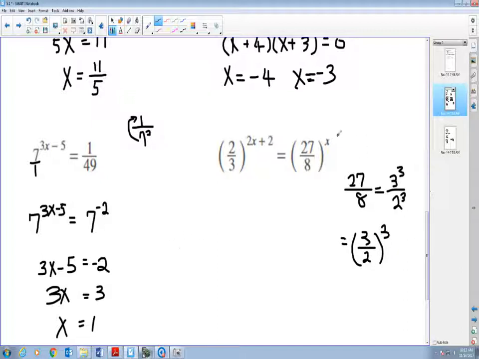Okay, but remember now, on the outside of 27 over 8, there was a relation to the x power. So whole thing to the x power. Outside of here is to an x power. So that means outside of here is another x power. So power rule again, that's going to be 3 over 2 to the 3x power.